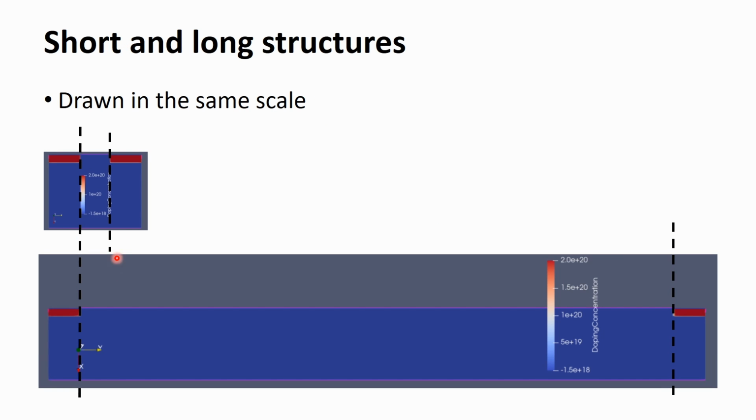The new short channel device and the previous long channel one are drawn in the same scale. It is clearly seen that the drain is much closer in the short channel device. Therefore, it is expected that the drain voltage may have some impact on the device performance.